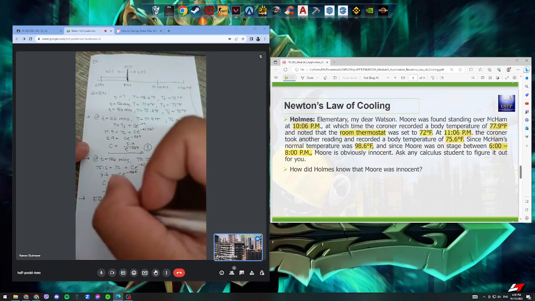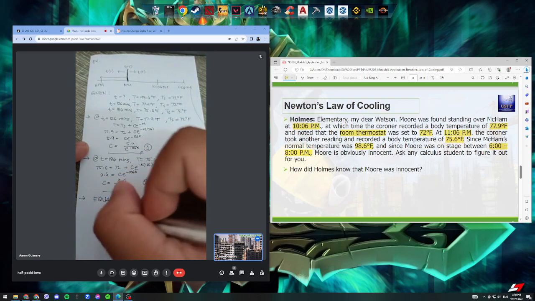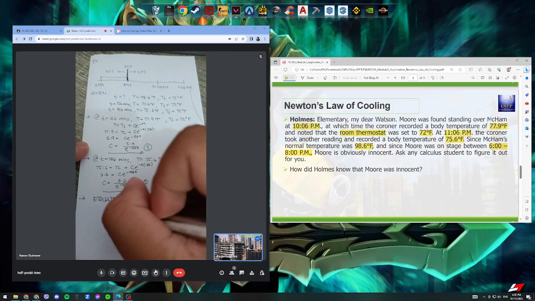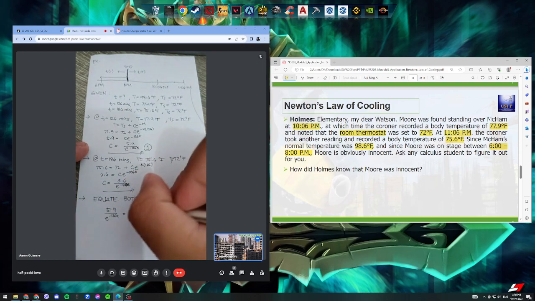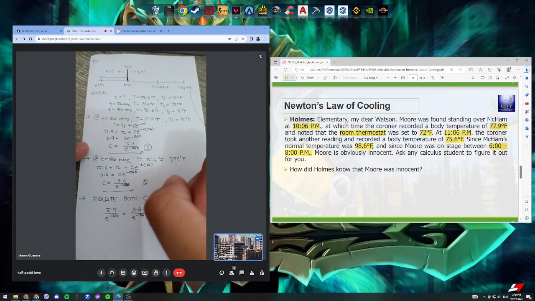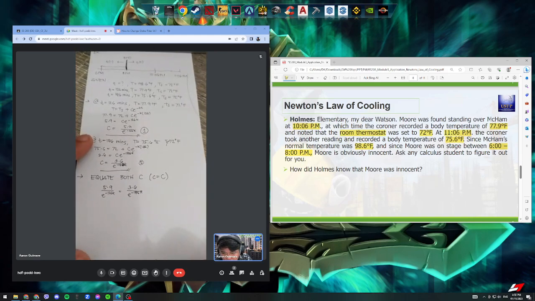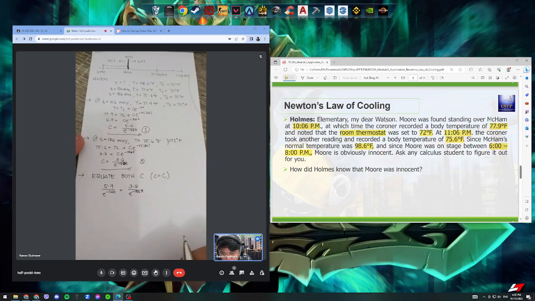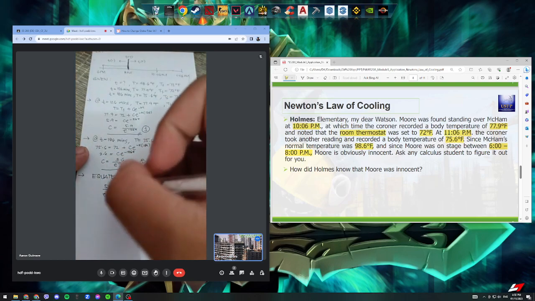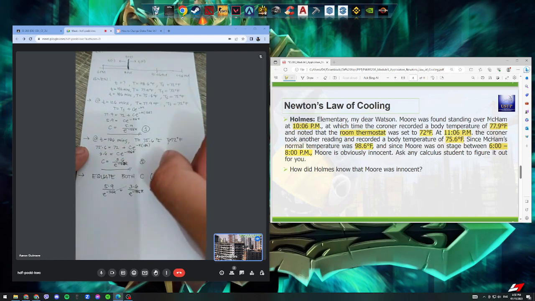We can now rewrite another equation to 5.9 over e to the power of 126k equal to 3.6 over e to the power of 186k. I hope it's clear now. Okay, it's clear. So how do we solve for k? We cross multiply to make it simpler.